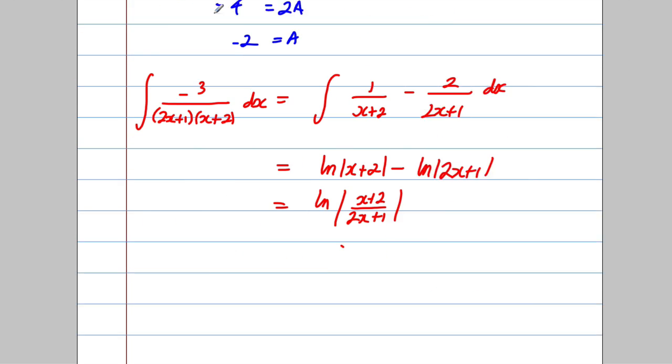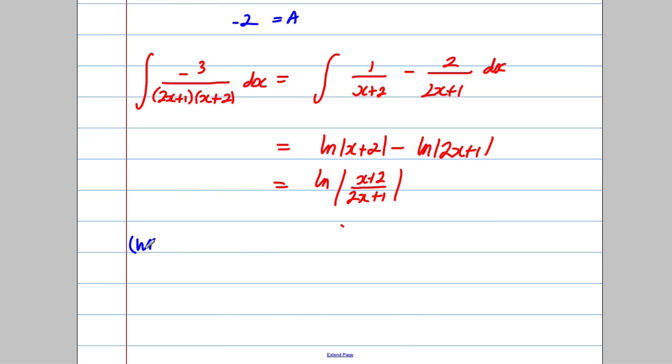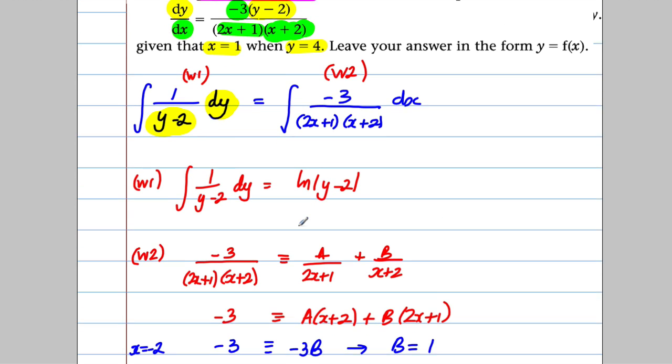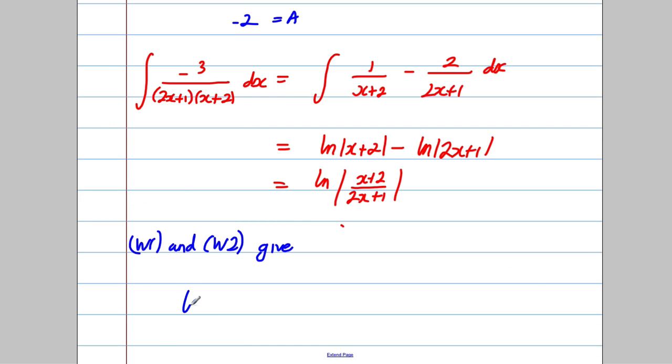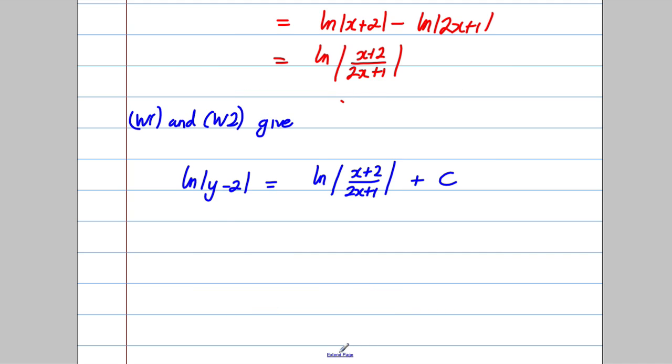Let's combine working 1 and working 2. So working 1 and working 2 give, well, they give me on the left hand side the natural logarithm of y - 2 is equal to this thing, the natural logarithm of (x + 2) over (2x + 1), but don't forget my constant of integration, c. Now we were told when x is 1, y is 4. So this is important. When x is equal to 1, y is equal to 4. We can substitute that in here and get what c is.